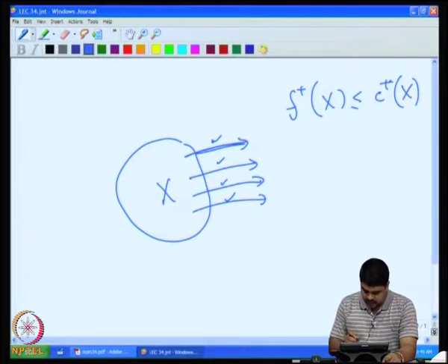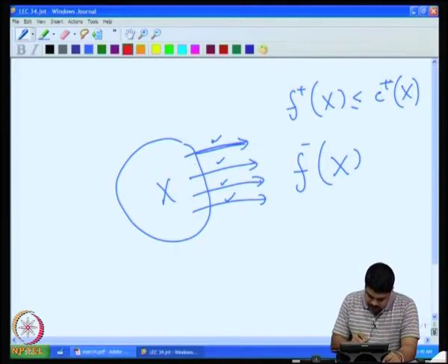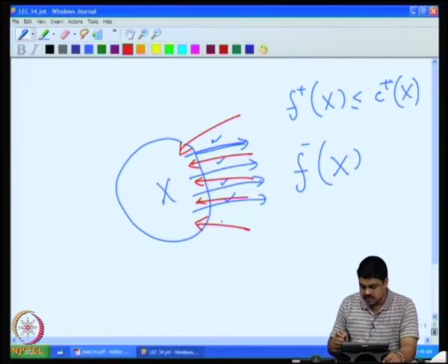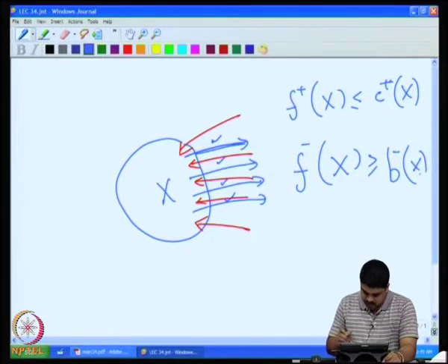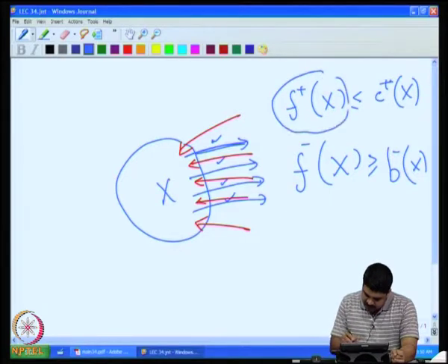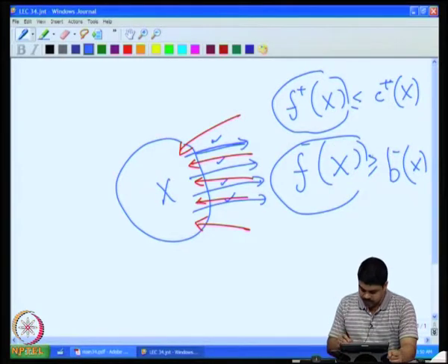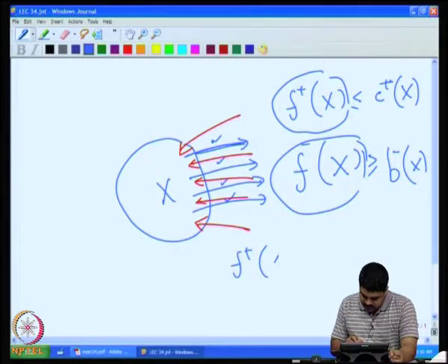Now, on the other hand, we can say that f minus of X, that means if you consider the incoming arcs for X, the sum of the flow values on these incoming arcs has to be greater than or equal to b minus of X, because these are the incoming arcs, whatever the lower bound, it has to be greater than. These are two obvious things, but the interesting thing is that this quantity and this quantity are equal. That means we have f plus of X equal to f minus of X.